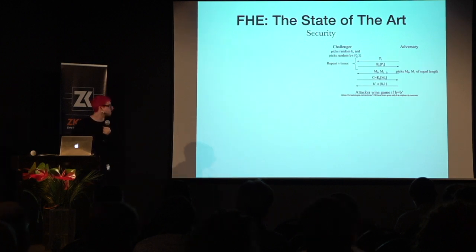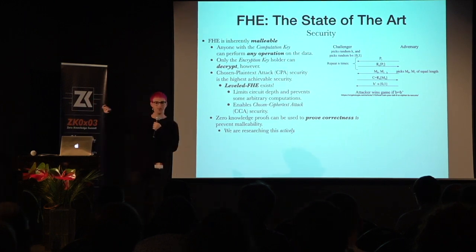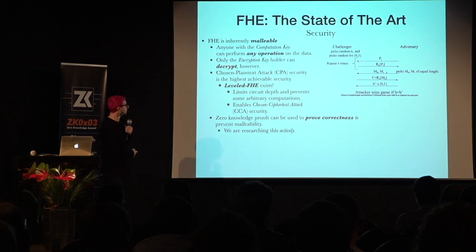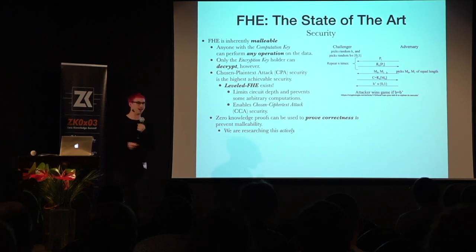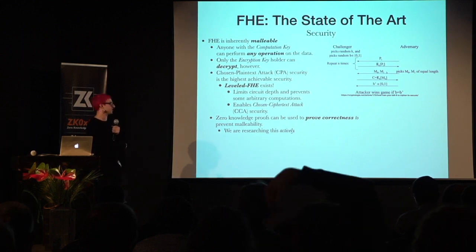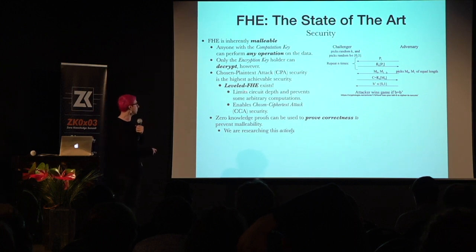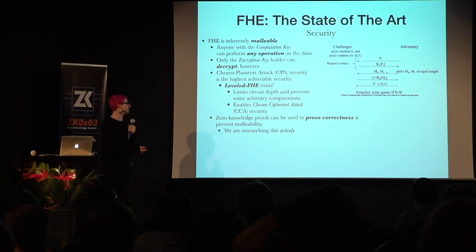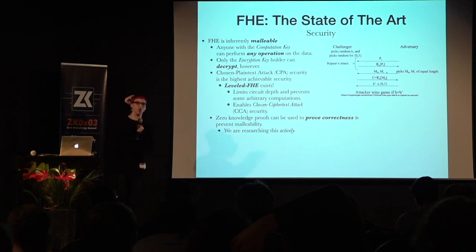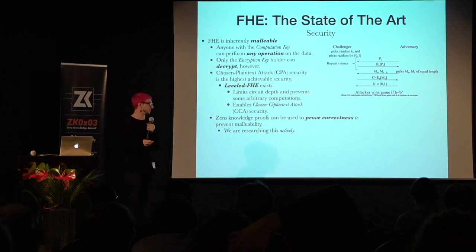So we'll get more into the security now. FHE is inherently malleable. Anyone with a computation key can perform any operation on the data, right? Only the encryption key holder can decrypt, but since chosen plaintext attack security is the highest achievable form of security here, there also exists leveled FHE, which enables us to achieve CCA security, which may be more preferable, right? Essentially it limits circuit depth and prevents some arbitrary computations, but you're essentially saying, I will only ever do this circuit of this depth, but no more computations other than that. And we can actually form CCA secure protocols and schemes from that.